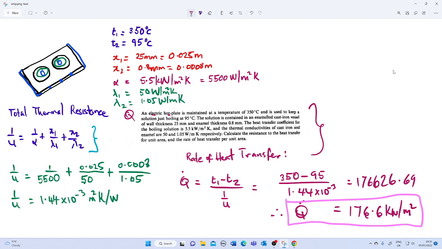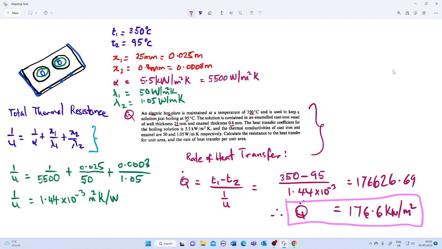An electric hot plate is maintained at a temperature of 350 centigrade and is used to keep a solution just boiling at 95 centigrade. The solution is contained in an enamel cast iron vessel of wall thickness 25 mm and enamel thickness 0.8 mm. The heat transfer coefficient for the boiling solution is 5.5 kilowatt per meter square Kelvin, and the thermal conductivity of the cast iron and the enamel are 50 and 1.05 watts per meter Kelvin, respectively.